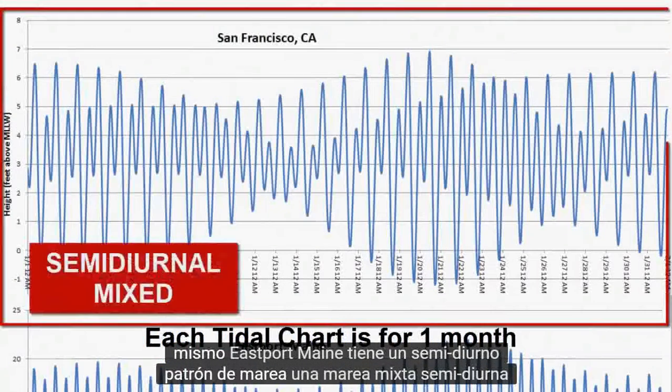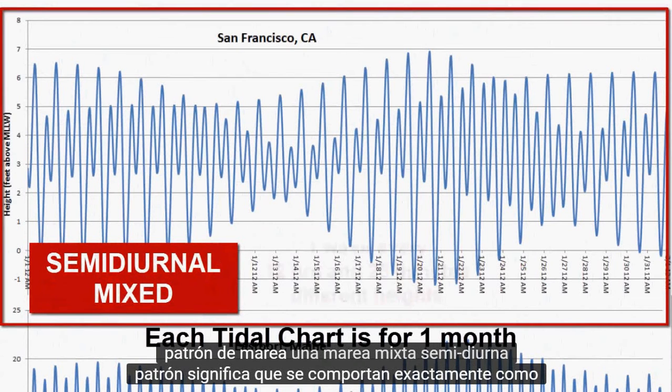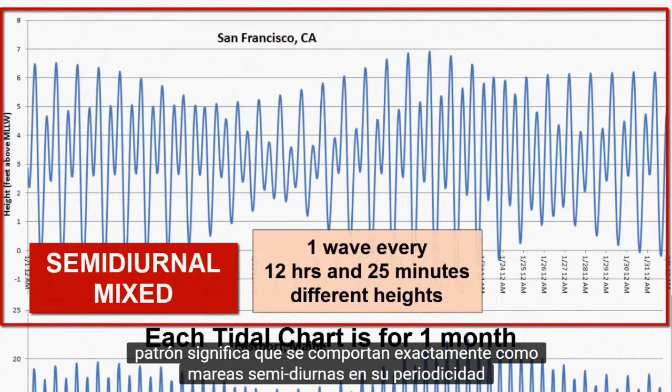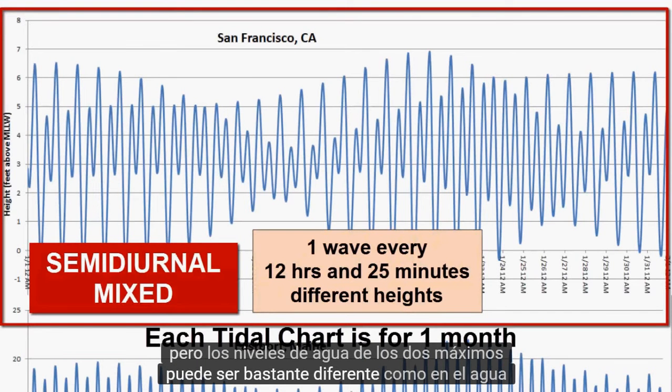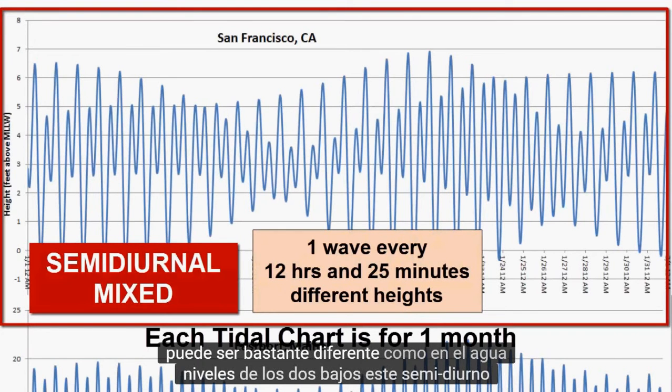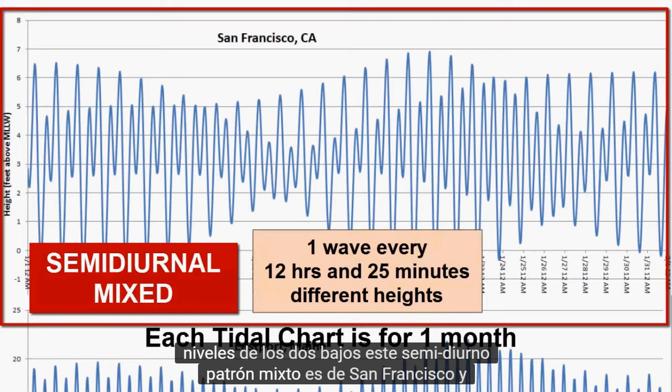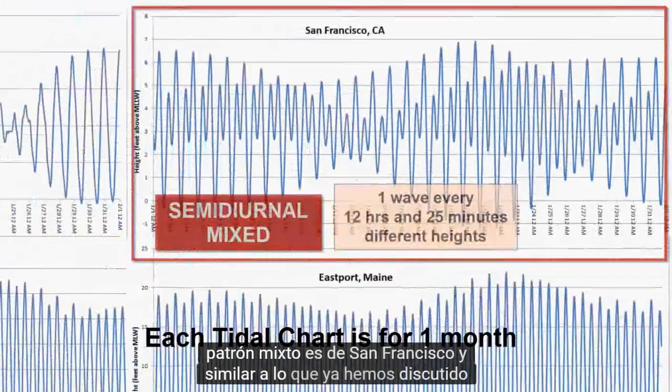A semi-diurnal mixed tidal pattern means they behave exactly like semi-diurnal tides in their periodicity, but the water levels of the 2 highs can be quite different, as can the water levels of the 2 lows. This semi-diurnal mixed pattern is from San Francisco and similar to what we've already discussed.